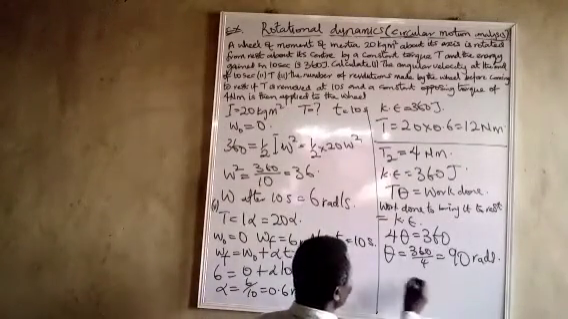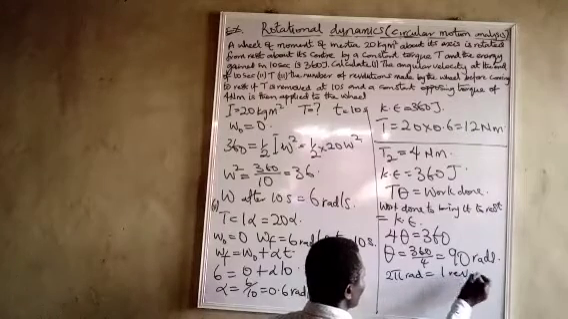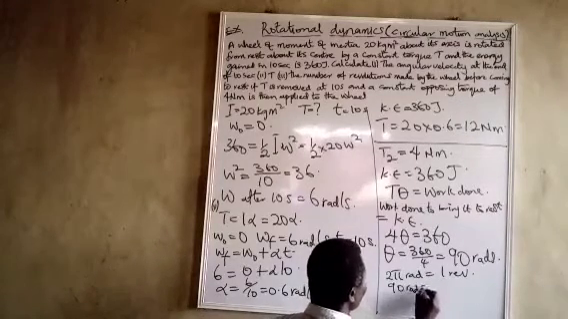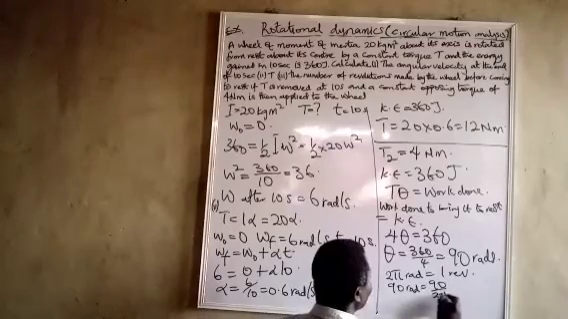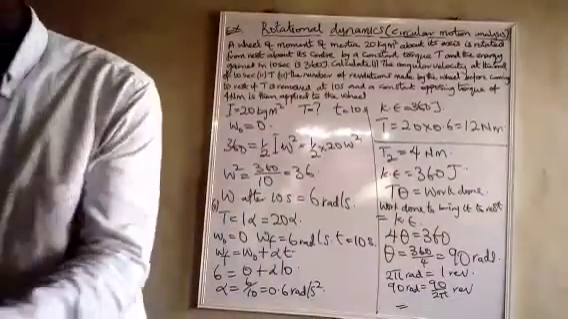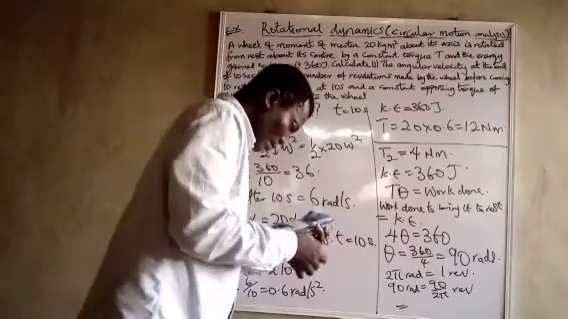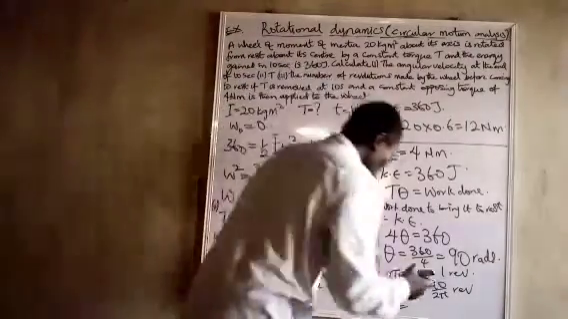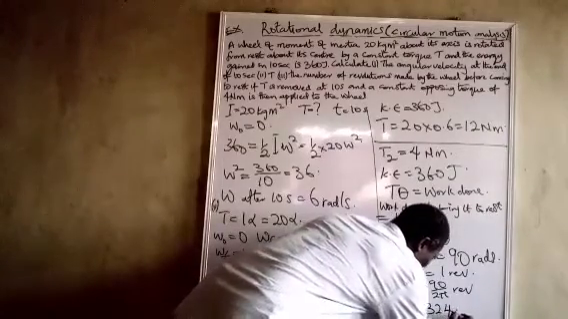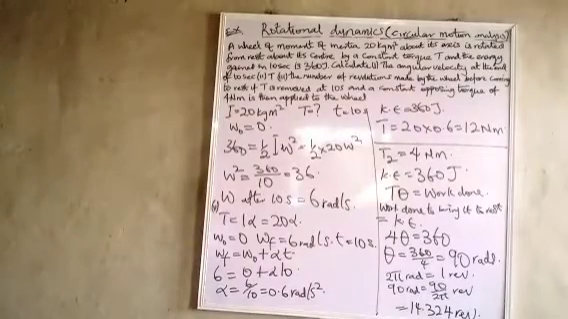And we know that 2 pi rads is equal to 1 revolution. Therefore, 90 rads will be equal to 90 over 2 pi revolutions, which will be equal to 14.324 revolutions. So that is the number of revolutions it will describe before coming to rest.